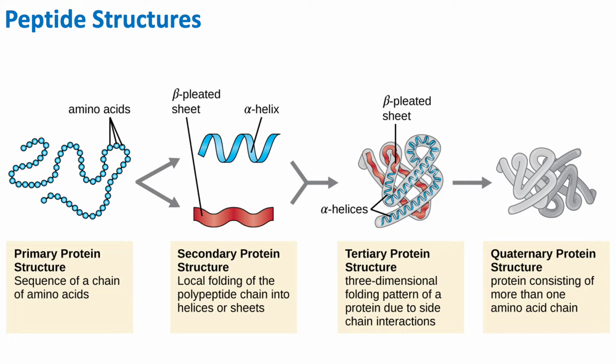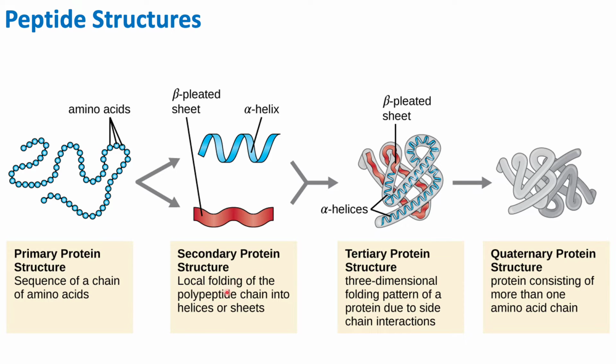When we talk about protein structure, it's important to understand the four various structures that are possible amongst polypeptides or proteins. So the primary protein structure is very simple. It's essentially just the sequence of amino acids. So it could be alanine, tyrosine, serine, arginine, etc. So it's just the sequence of amino acids.